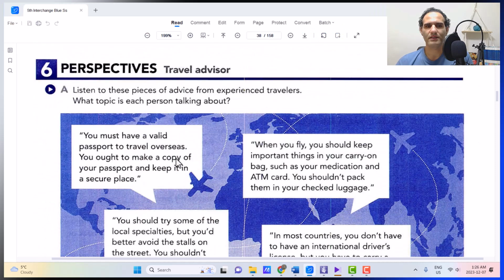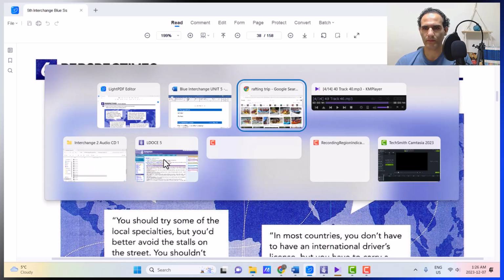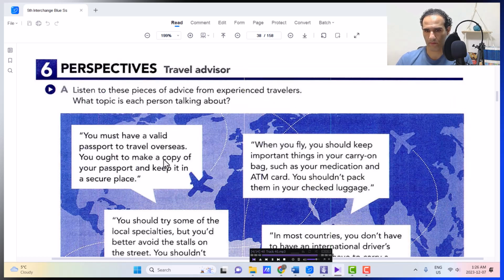Exercise 6, perspectives. Travel advisor. Let's listen to these parts and see what they're gonna foreshadow for us. Okay? Let me just... Page 31. Page 32. Exercise 6. Perspectives. Travel advisor.